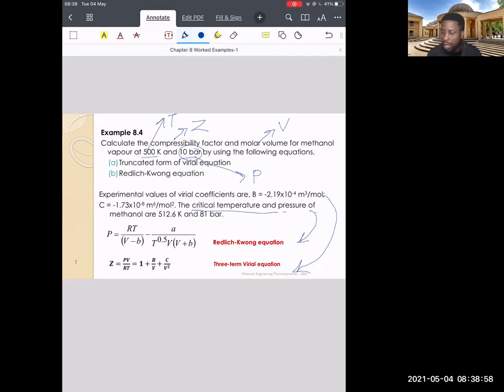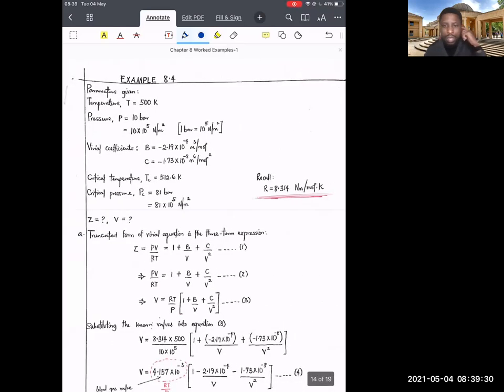So the truncated form of the virial equation, as we talked about yesterday, is the 3-term equation, when you have those 2 coefficients, B and C. And from the question we're looking for Z for both of them. We are also looking for V for both of them. So let's move on to the solution.